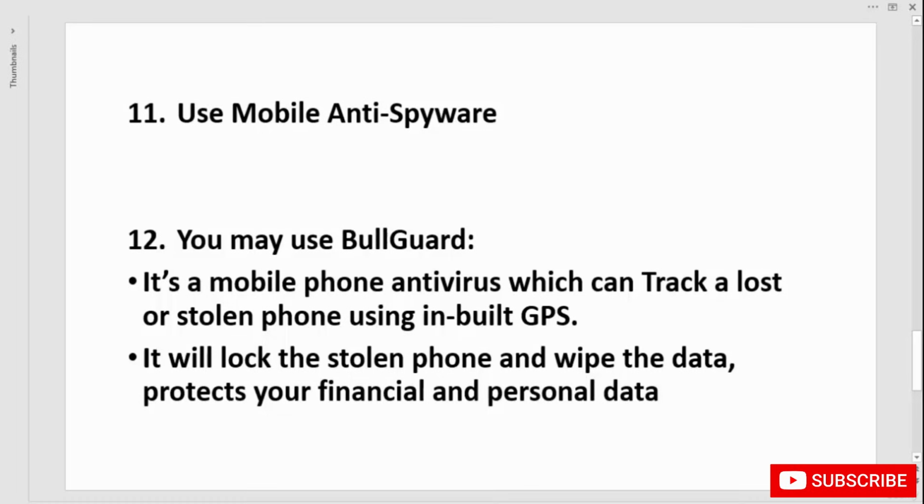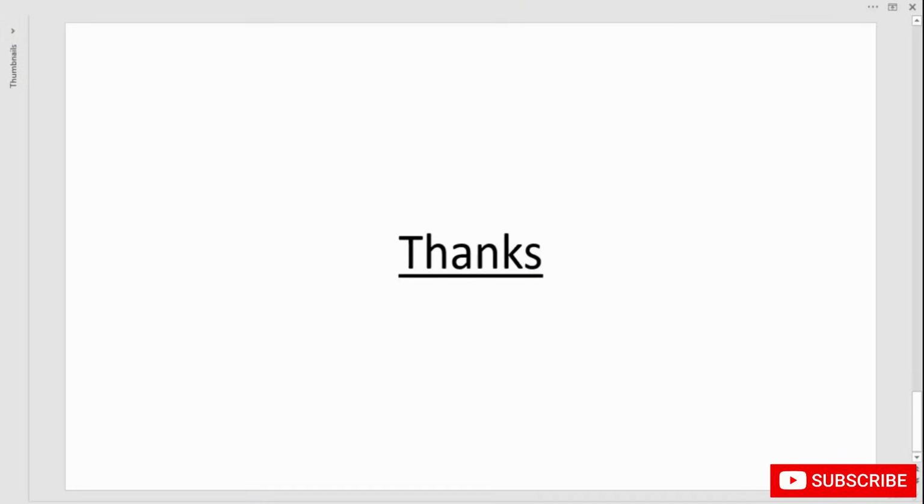Now you may use BullGuard. Now what is BullGuard? It's a mobile phone antivirus which can track a lost or stolen phone using inbuilt GPS, and it will log the stolen phone and wipe the data in order to protect your financial and personal information. So these are some of the very common but most important mobile security guidelines.